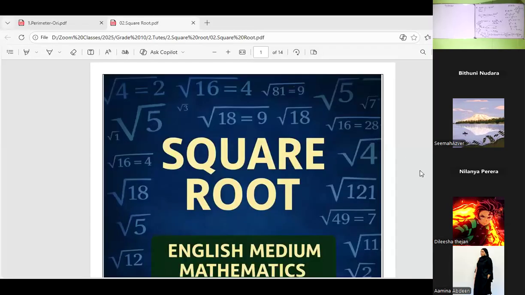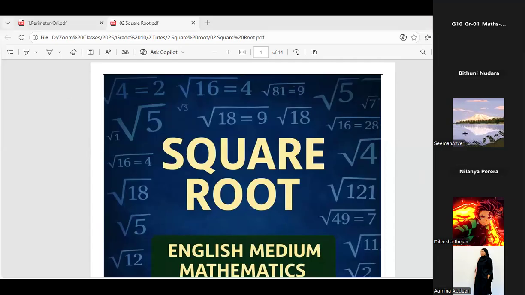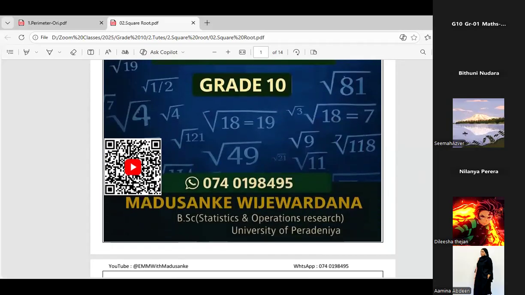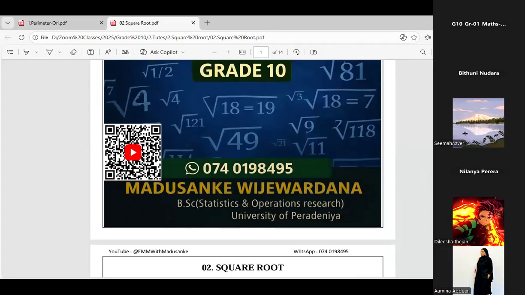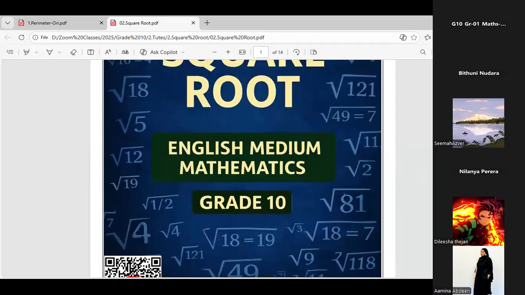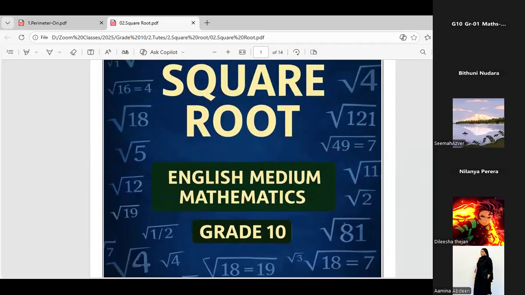Over the square root. Right? So this is the one I have sent. Right? So please write the title: square root.